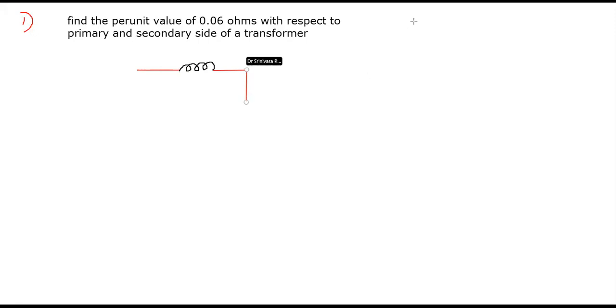See, this is a transformer. So in the transformer, this is the primary winding. Now I am drawing the secondary winding, right?